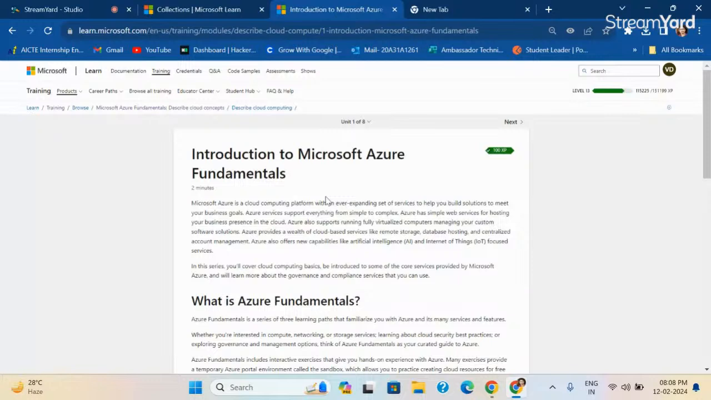So now coming to Microsoft Azure. Microsoft Azure is a platform which was created by Microsoft to provide cloud services. So you can understand Microsoft Azure and cloud computing. Cloud computing is a technology, and Microsoft Azure is one of the platforms which uses cloud computing to share the resources and share the services through the internet.